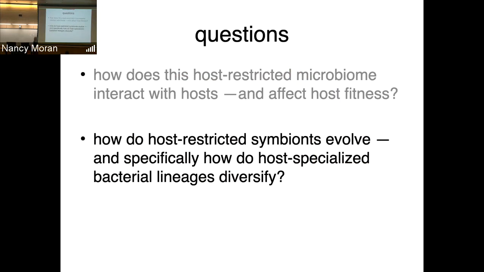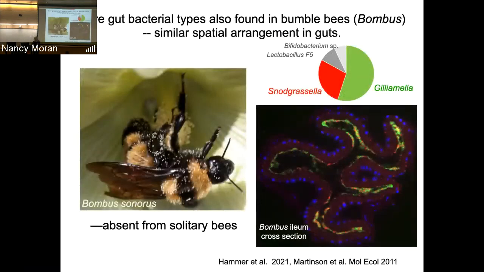So this gets to the second question: how do these host-restricted symbionts evolve, and specifically, how do they diversify in their host? So we started getting interested in these questions of how the strains differ, how much diversification can happen between and within hosts, how host restricted are they, and so on. And we knew something about this early on, because even at the very beginning, when we first realized that the Western honeybee has this set of conserved lineages in the gut, we got samples also of bumblebees, which are related to honeybees, but rather distantly related.